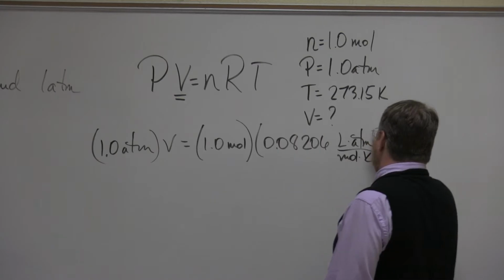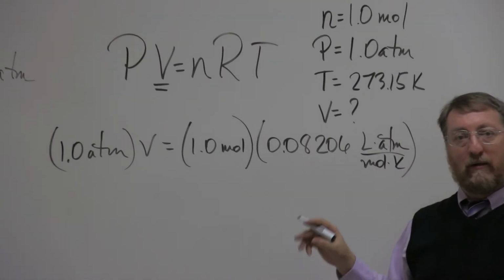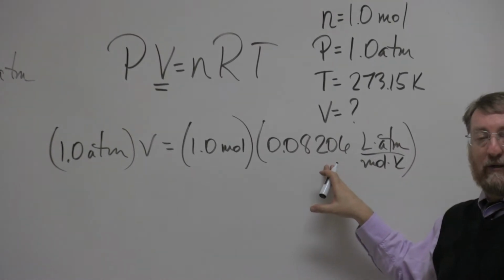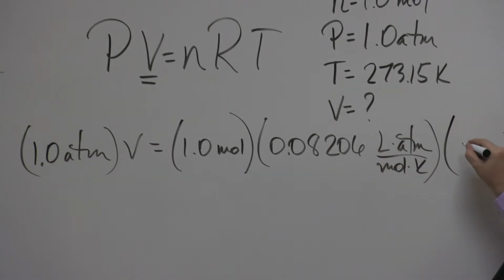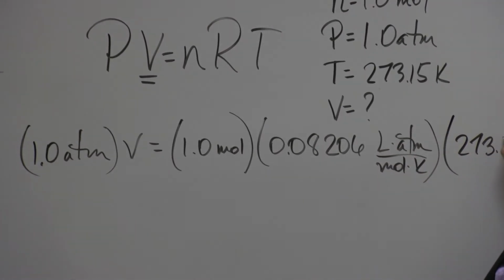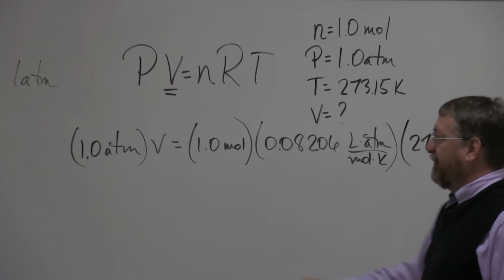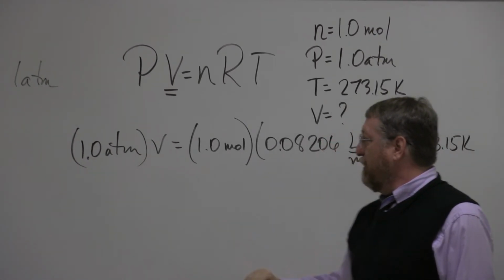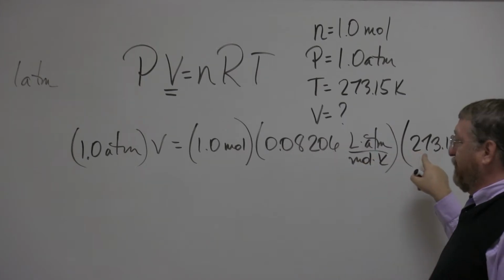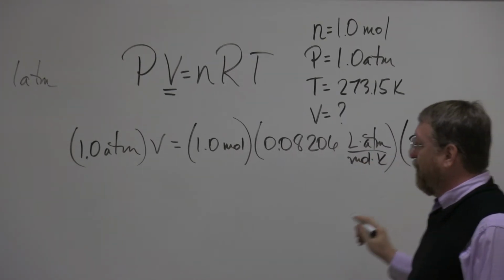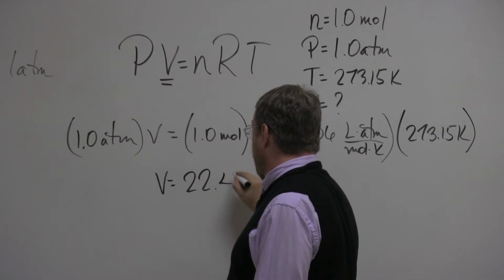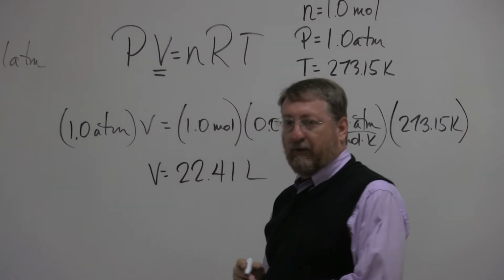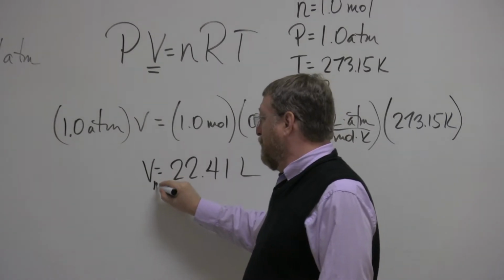And remember, with any PV equals nRT calculation, if this is the R value we're using, then we must use these units. Temperature is going to be 273.15 K. Obviously, we're going to divide both sides by 1. And so if I multiply 0.08206 by 273.15, I'll get a volume equal to 22.41 liters. We call this the molar volume.